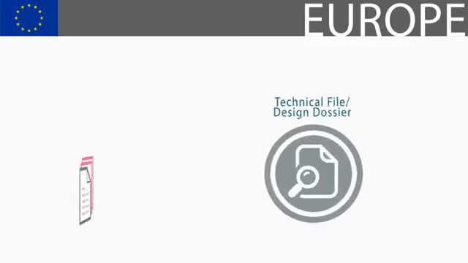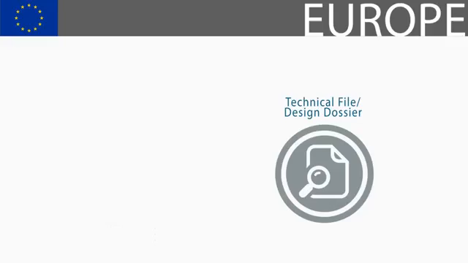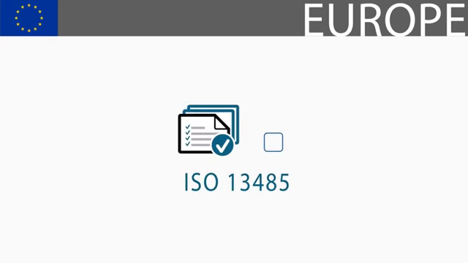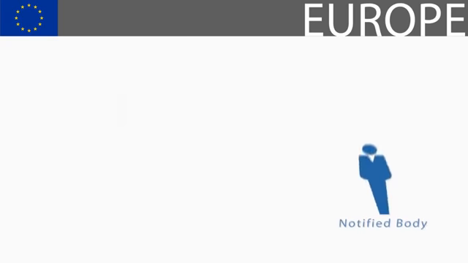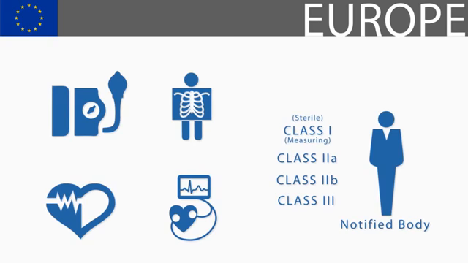A key part of the certification process involves the compilation of a technical file or design dossier. This collection of documentation contains extensive details about your device, including design drawings, testing results, clinical evaluation reports, instructions for use, and a risk analysis. You'll also include a copy of your ISO 13485 certificate. If you manufacture a Class 1 sterile, Class 1 measuring, Class 2A, 2B, or 3 device, it will be reviewed by your notified body. They will then issue your CE marking certificate for your device.